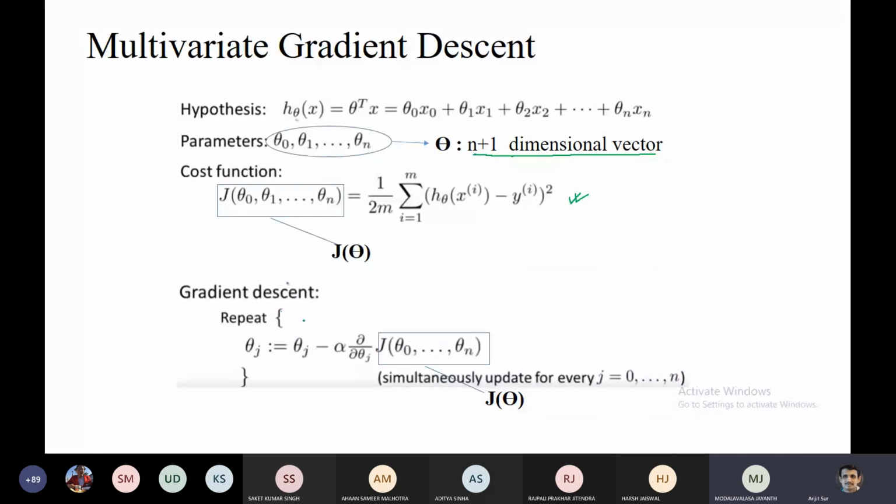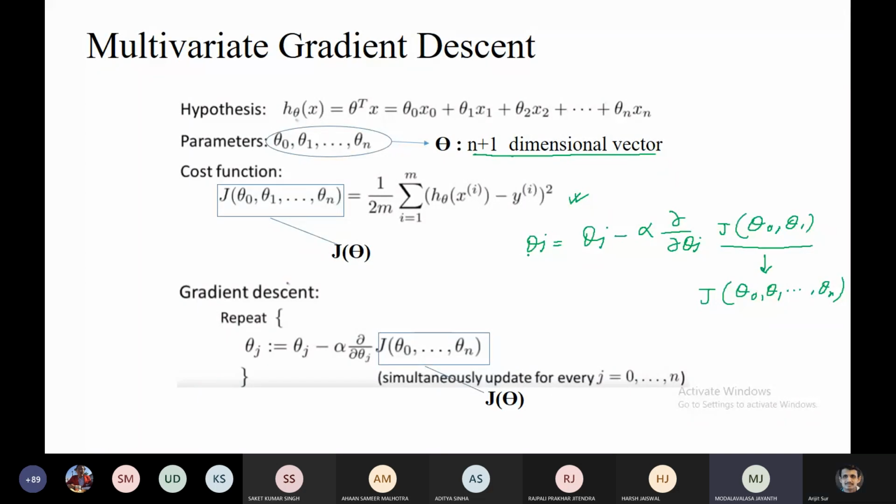Now in gradient descent, we repeat the same thing. Previously it was written theta j equals theta j minus alpha times the partial derivative with respect to theta j of J of theta 0, theta 1. Now this will become J of theta 0, theta 1, up to theta n, an n dimensional vector, nothing else. Everything remains the same, just the dimensionality increases.